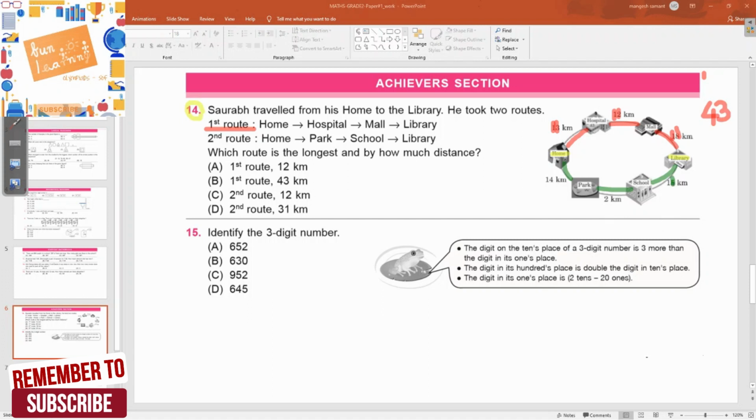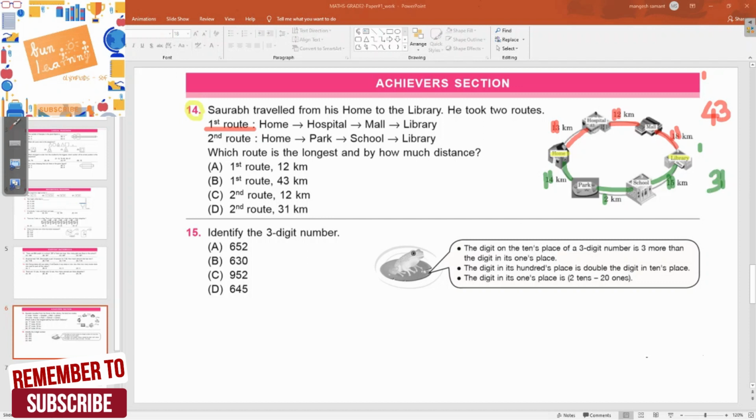So let's add the ones. 5 plus 2 is 7. 7 plus 4 is 11. So 1 and carry forward 1. 1, 2, nothing here, and 3. So route 2 is 31.